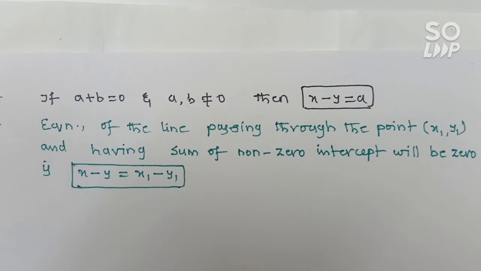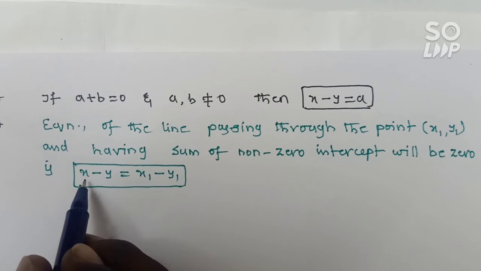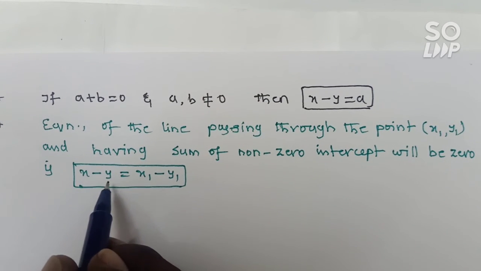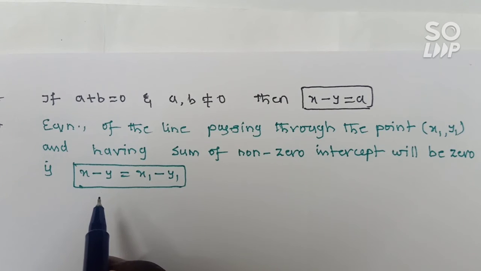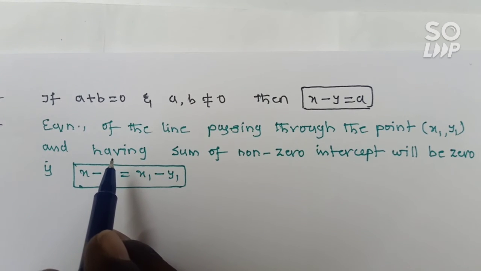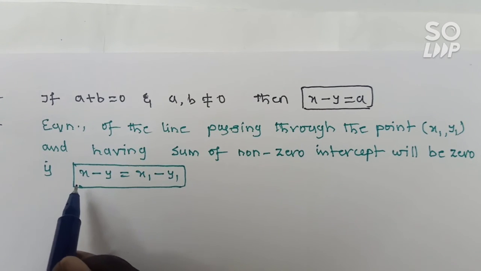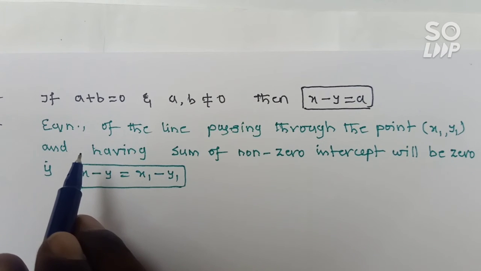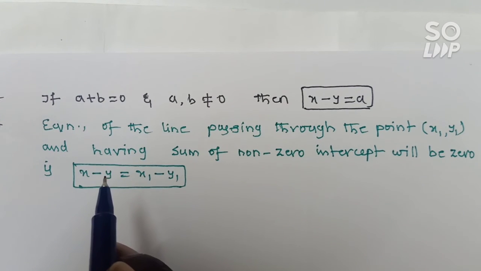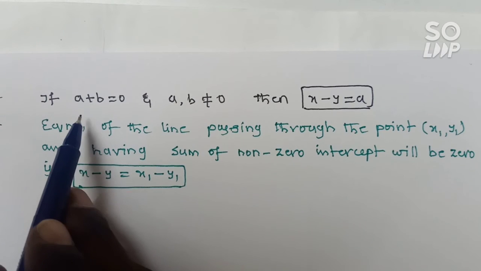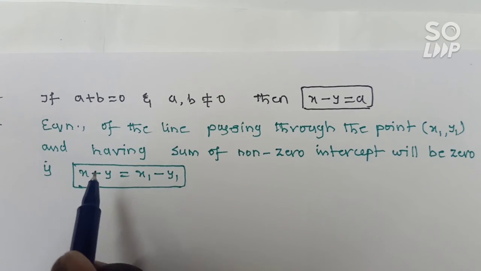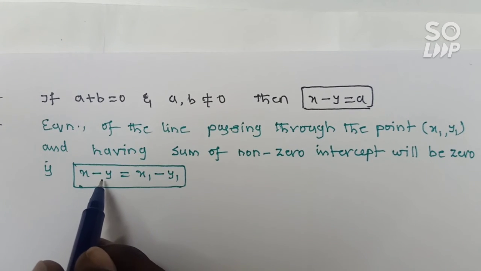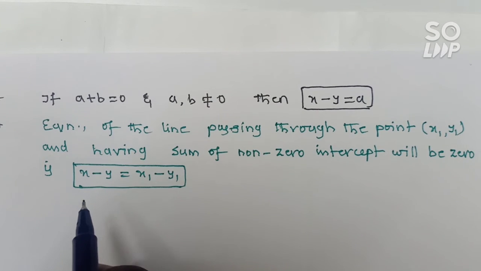Now I have one doubt from the previous concepts. Now you see this one. From the previous formula, suppose the intercepts are equal, then the x coefficient will be equal to the y coefficient, right? Suppose the sum of the intercepts is 0, then the sum of x and y coefficients will be equal to 0.